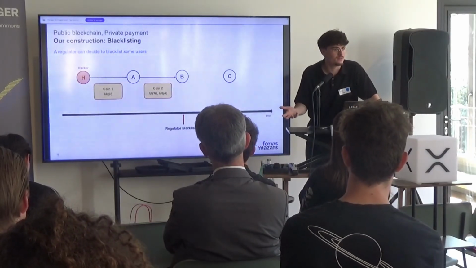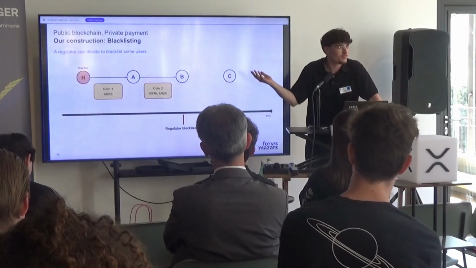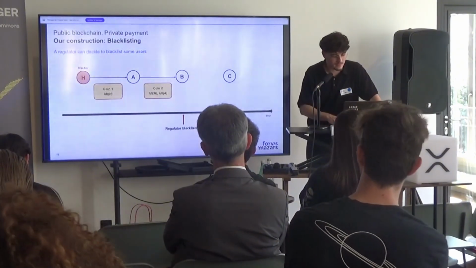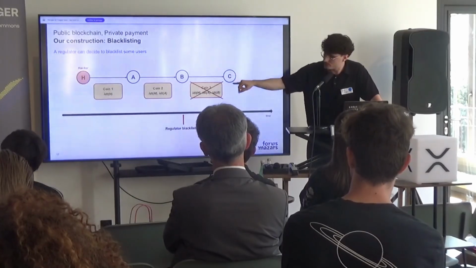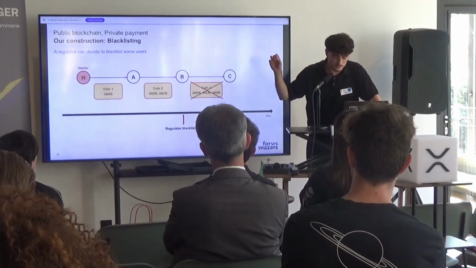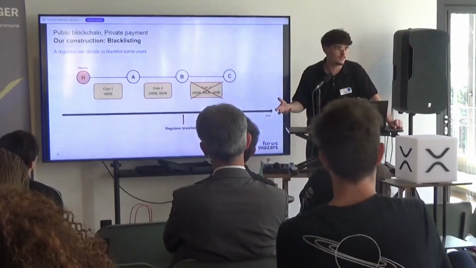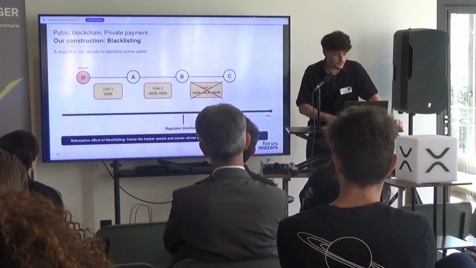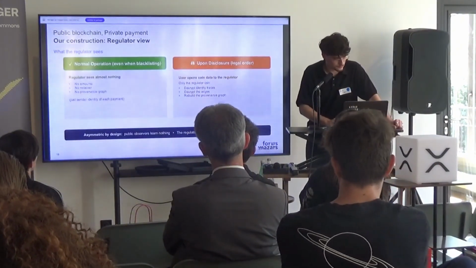So he wants to blacklist the user H to prevent him from spending the money. But the problem is that he has already spent it all. And the good thing with our construction is that at that point, if the regulator blacklists the user H, those funds are still frozen. So not only the funds owned by the hacker are frozen, but also the funds that are tainted with the actual identity. So there are retroactive effects of the blacklisting mechanism that we have.